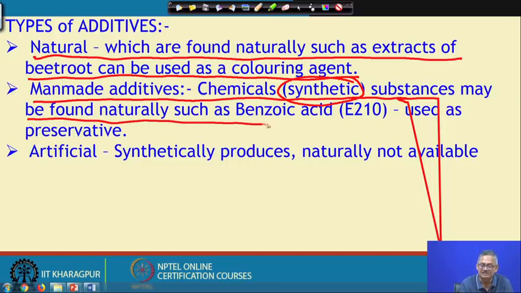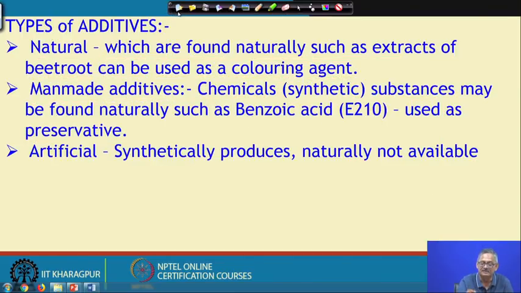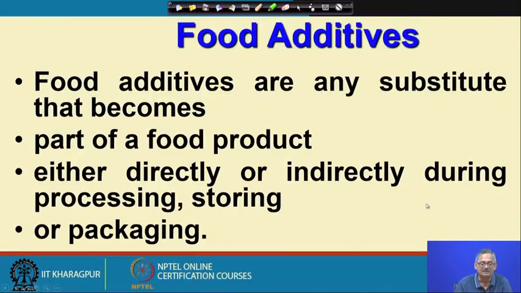Some may be found naturally, such as benzoic acid. It has a name, E2101, right? Or they are used as preservatives, or artificial, that is synthetically produced or naturally not available. This is not naturally available, they are synthetically produced. So, they can be called artificial, right?